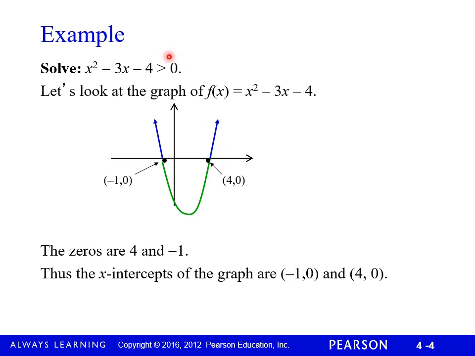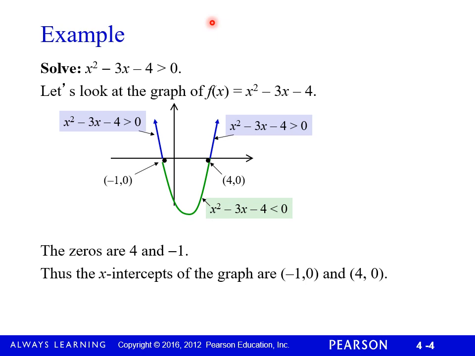And if we think about it, what is this asking us when we look at this original question? Solve x squared minus 3x minus 4 is greater than 0. So we're actually asking, where is this function positive? Where is it greater than 0? This is where the function is above the x-axis. The blue parts of the graph are where this function is greater than 0, or positive. The green parts are where the function is negative. The y values are negative because they are below the x-axis.